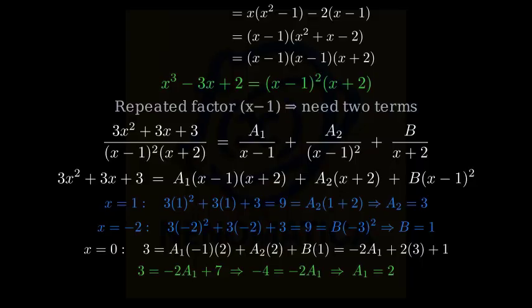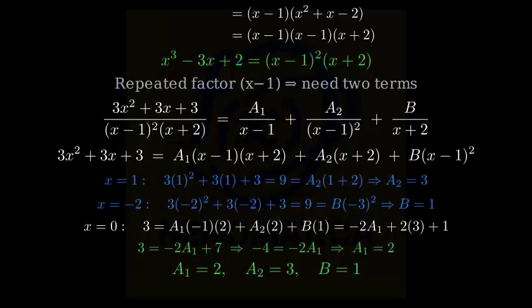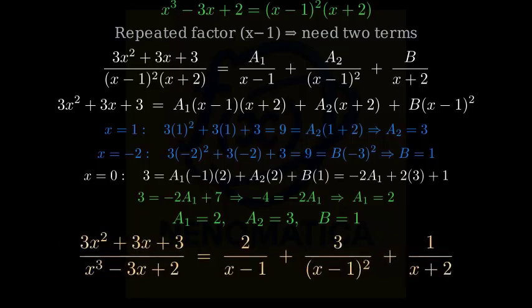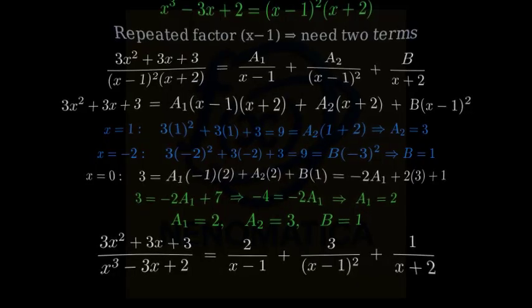Step 5. Summarize the constants and write the final decomposition. We found a1 equals 2, a2 equals 3, and b equals 1. Therefore, the fraction equals 2 over x minus 1 plus 3 over x minus 1 squared plus 1 over x plus 2. Quick check. Expand the right side mentally or with algebra to confirm the numerator.